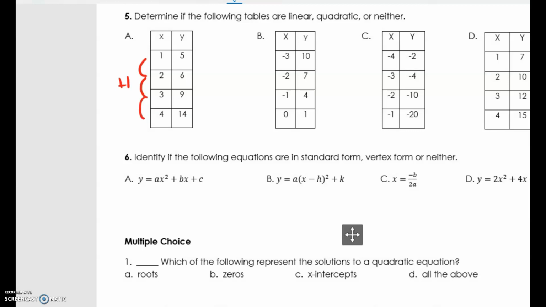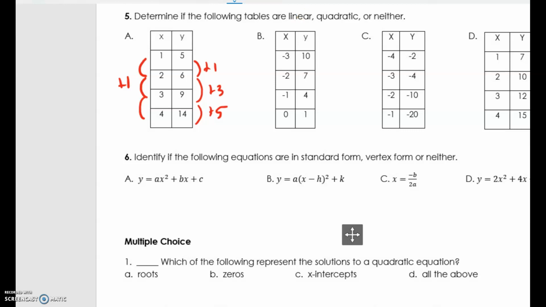So this is growing by, looks like it's just growing by 1. And then it's growing by, from 6 to 9 is 3. And then from 9 to 14, that is 5. So since it's not consistent, it's not linear. So don't say linear for A.